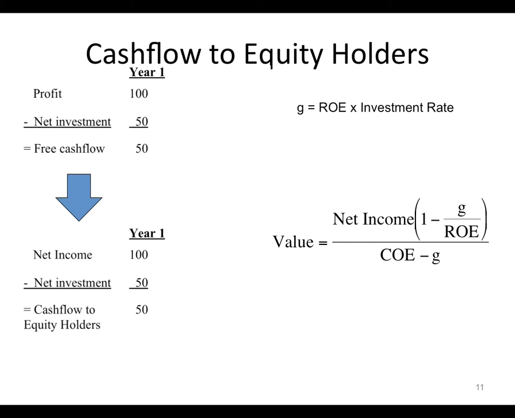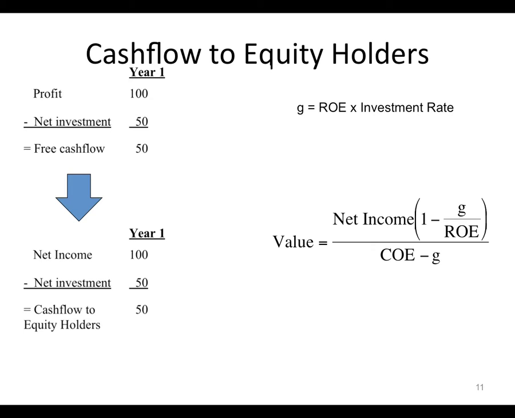Enterprise value to EBIT is based on free cash flow. It's the NOPLAT after the reinvestment. Well, the price to earnings ratio is based on the net income, the earnings per share, which is the cash flow just to the equity holders. So the NOPLAT is the cash flow to the debt and the equity holders. The net income is just the cash flow to the equity holders.